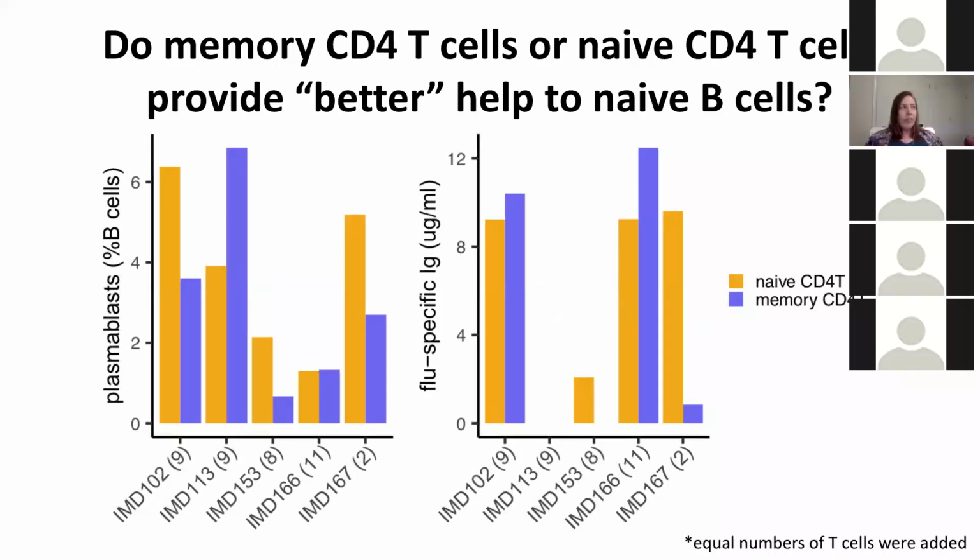And a more recent question that we've been trying to address is whether memory CD4 T cells or naive CD4 T cells provide better help to naive B cells. So under these minimal conditions, where the only B cells that are capable of responding are the naive low affinity ones, we wanted to understand whether CD4 T cells were providing a selective pressure or were generically helpful, and whether that was dependent on memory or naive phenotype. So we looked at this with 5 different donors. We looked at both the plasmablast differentiation potential of those cultures and the flu-specific antibody response.